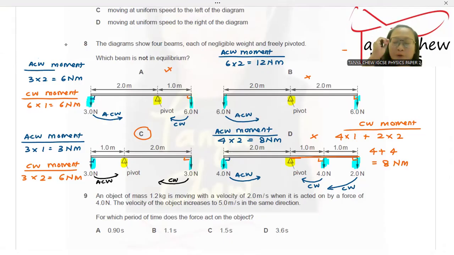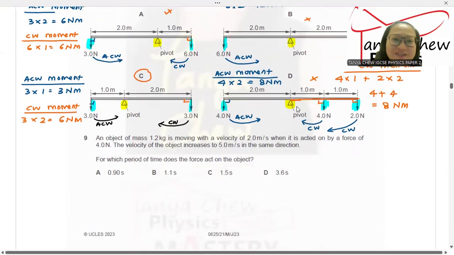D is in equilibrium. Why? Because the anti-clockwise moment is balanced by the clockwise moment. Therefore, the answer is C.